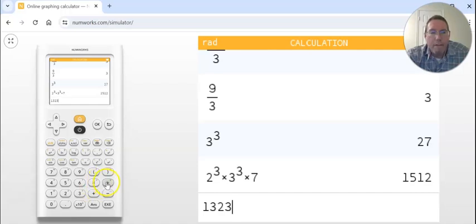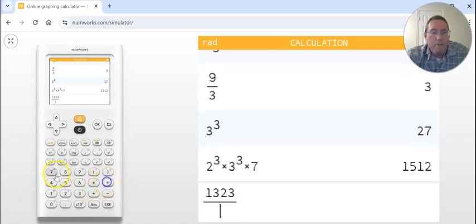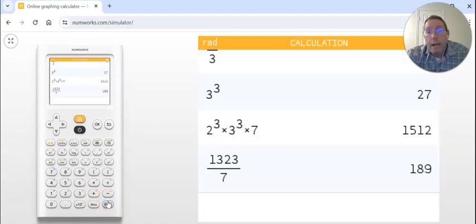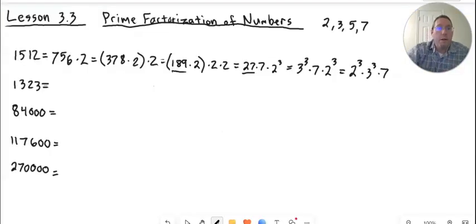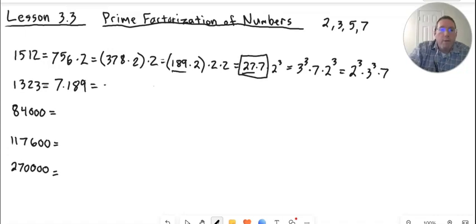1323 can't be divided by 5, can't be divided by 2. Let's try dividing by 7. I get 189, which we already know. We already know what 189 is. So 1323, very simply, is 7 times 189. And we already know what 189 is. It's 27 times 7. All right, so this is going to be 7 times 27 times 7. We know 27 is 3 to the third power, and we know 7 times 7 is 7 squared, and so 3 cubed, 7 squared is our prime factorization of 1323.